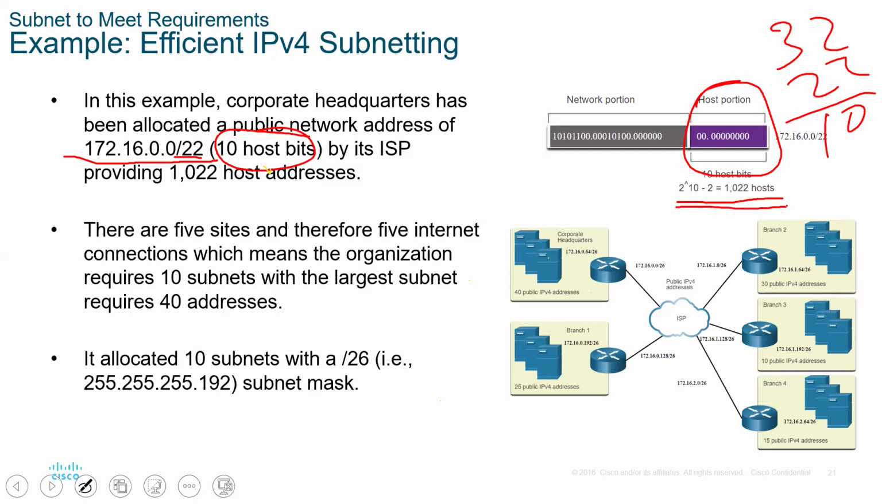So a corporate headquarters has been allocated a public network address space of 172.16.0.0/22 by its ISP, providing 1022 host addresses. There are 5 sites and therefore 5 internet connections, which means the organization requires 10 subnets, with the largest subnet requiring 40 addresses. So it allocated 10 subnets with a /26. All right. So what are we saying?